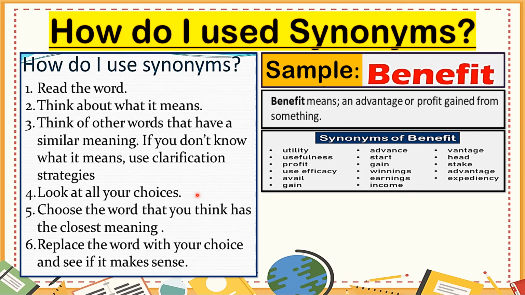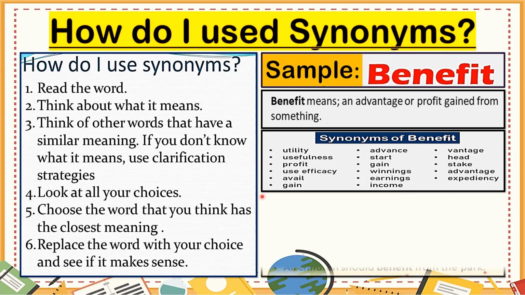Next, number 4, look at all your choices. So we have read all our choices in here, and from the words in here, we will be able to know the meaning of the word benefit. For example, income. If we know the meaning of income, then we will have an idea of the meaning of the word benefit. So we have already chosen the word that we think has the closest meaning to the word benefit, which is income or earnings. Next, replace the word with your choice and see if it makes sense.